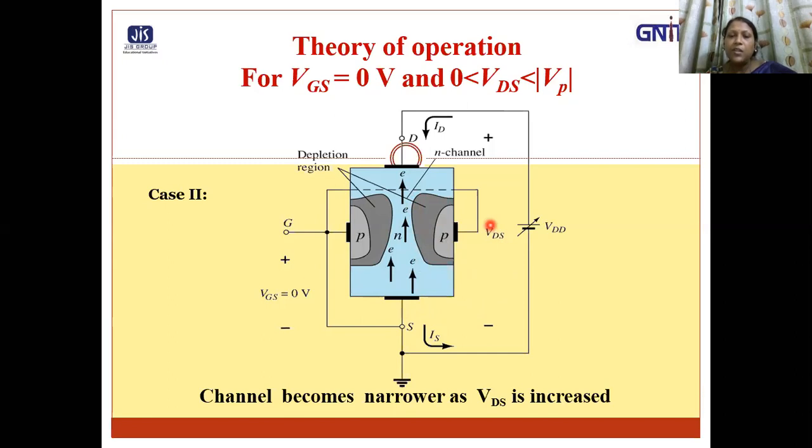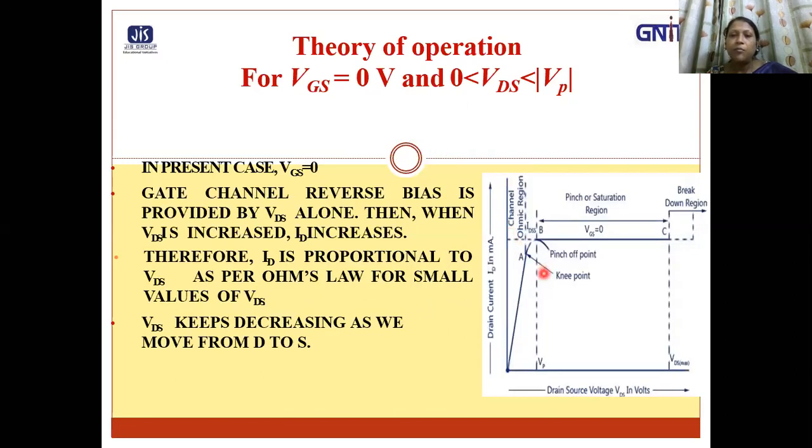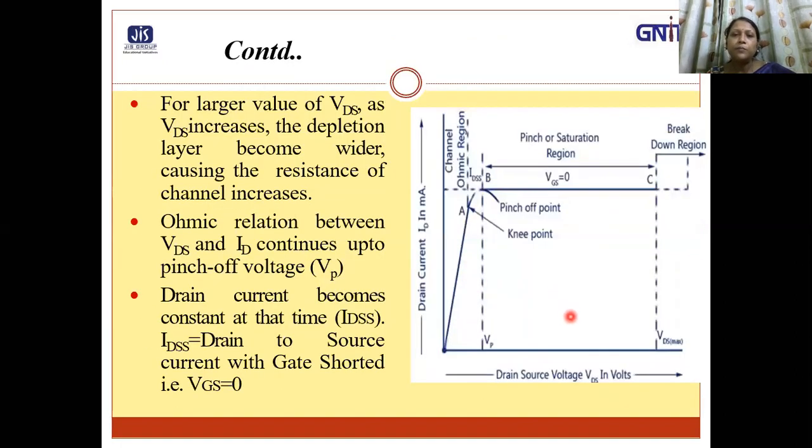When VDS is increased beyond VP, what is happening? When VDS is increased beyond VP, ID remains constant at its maximum value, IDSS. Here you can see that ID remains constant.